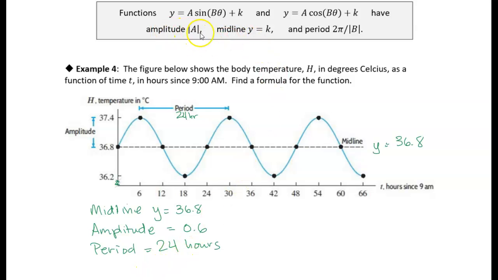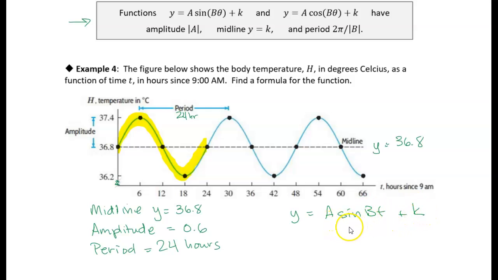Now you can use this information here in this gray box. I sort of left it up here, and you can use that. If you look at this function, let me just highlight one cycle. We're starting at the midline and ending back up at the midline. So this looks like a sine function. So I want a function that's going to look like y equals a sine of bt plus k.